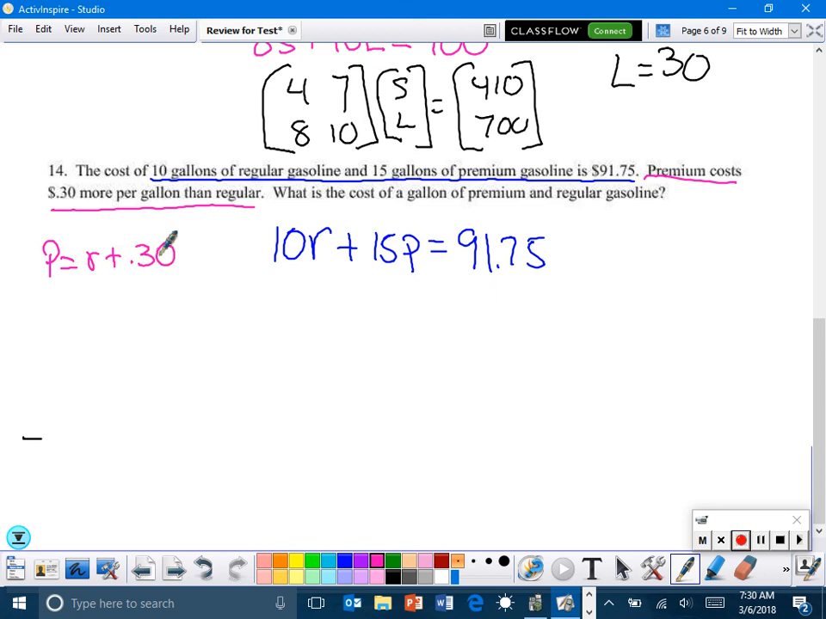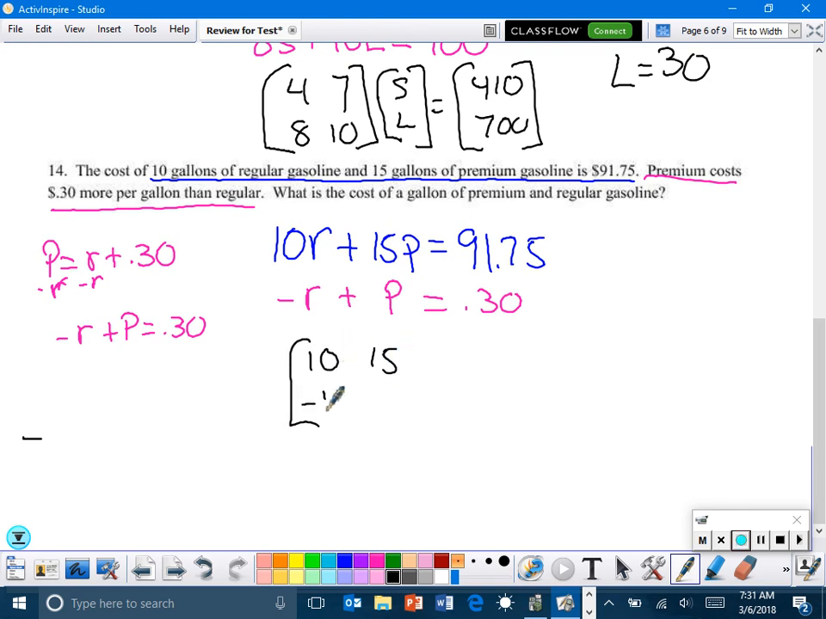Premium costs 30 cents more than regular. And again, I cannot have the premium and the regular on opposite sides. So I'm going to move the R. I'm going to subtract R from both sides. So I've got negative R plus P equals 0.30. So that's what I'm going to put over here. Negative R plus P equals 0.30. All right, so my matrix is negative 1, 1.